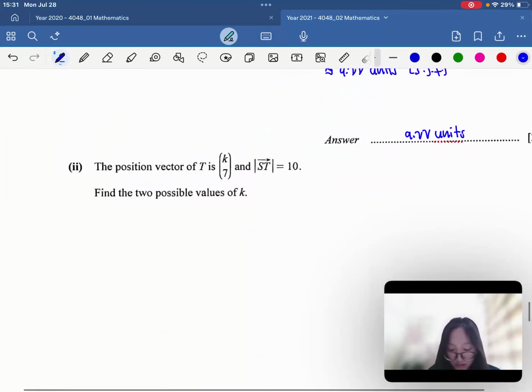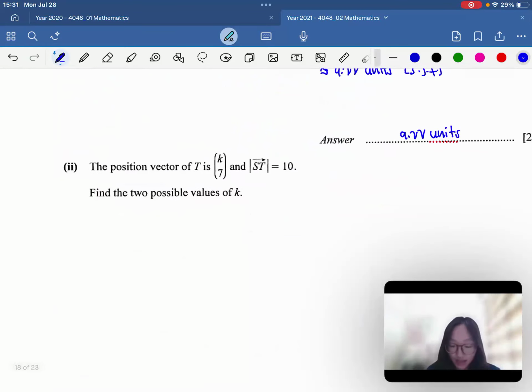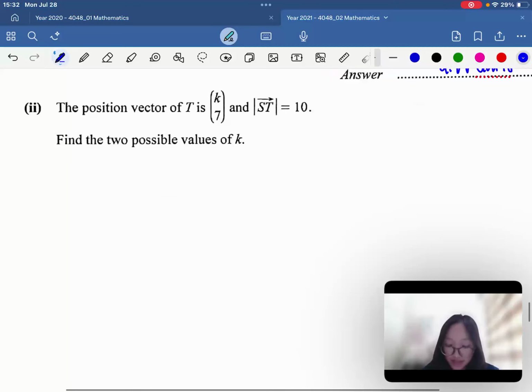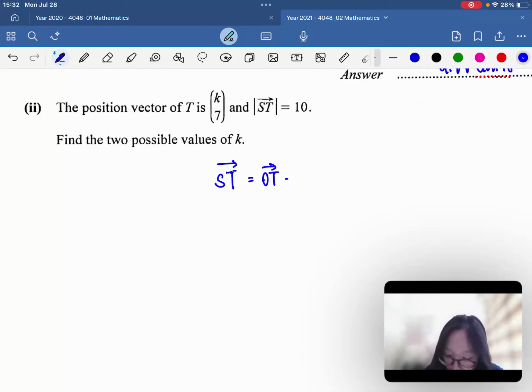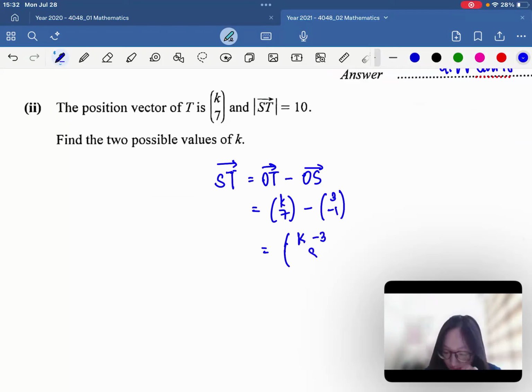So the position vector of T is (K, 7) and ST is equal to 10. And they want us to find the two possible values of K. So let's find the vector ST first. So ST is equal to OT minus OS. Okay, so now we will get (K, 7) minus (3, negative 1). So this would give us (K minus 3, 8).